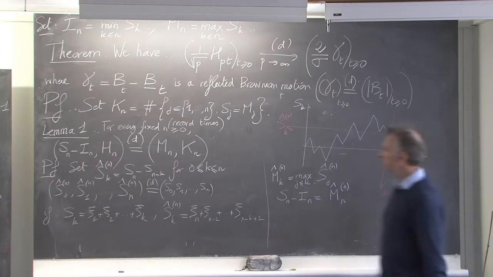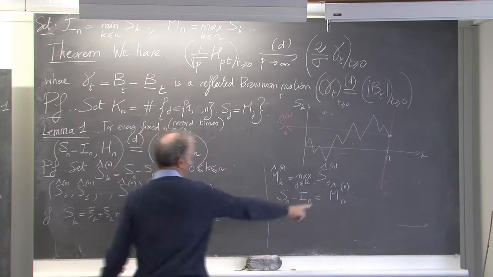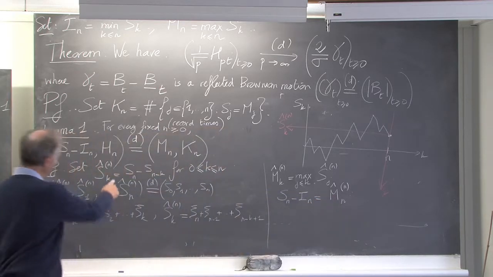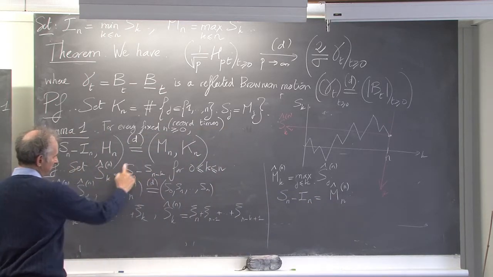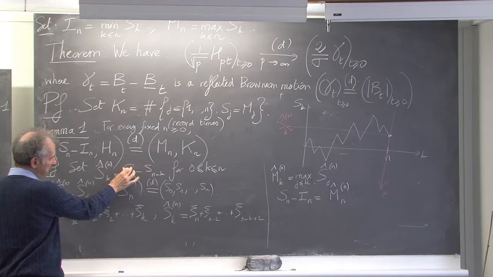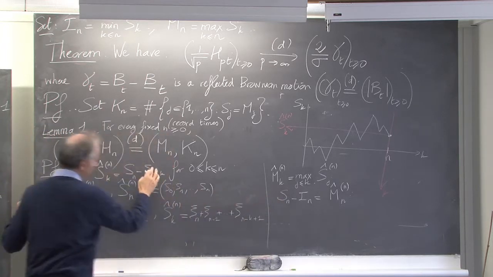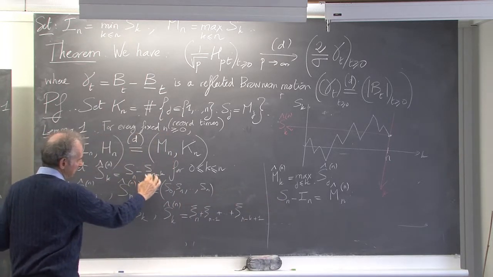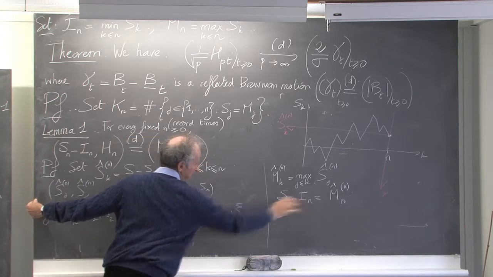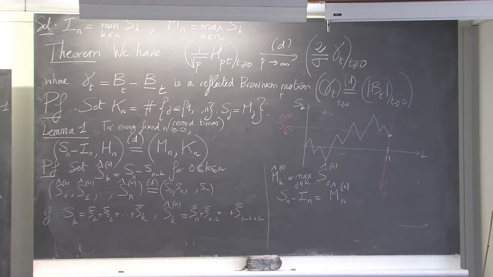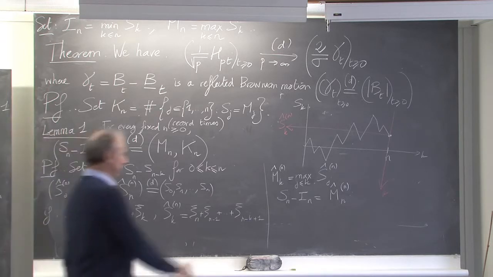Well, it's clear. What you do, if you want to compute this maximum, you take the maximum of these quantities here. So Sn does not depend on k, it remains. And the maximum of minus S, well, it's going to be minus In. Okay. So that's most obvious. So that's the first thing.